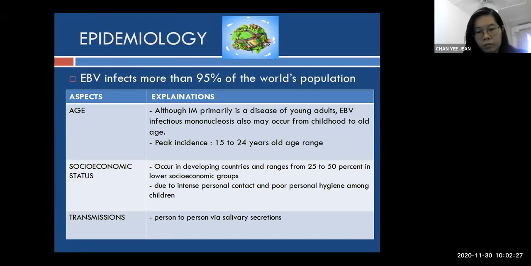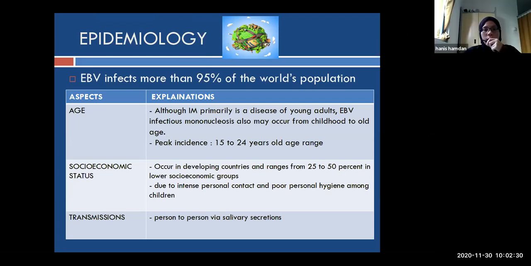Next is epidemiology. Epstein-Barr virus infects more than 95% of the world's population. As for age, infectious mononucleosis is primarily a disease of young adults, but it can also infect from childhood to older age. The peak incidence is between 15 to 24 years old. As for socioeconomic status, it usually occurs in developing countries and ranges from 25 to 50% in lower socioeconomic groups. This is due to intense personal contact and poor personal hygiene among the children.